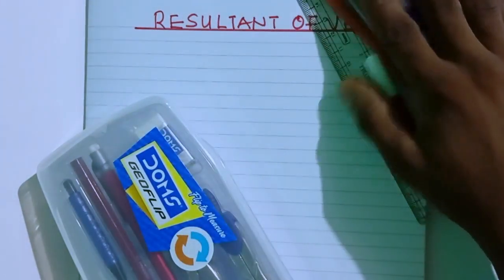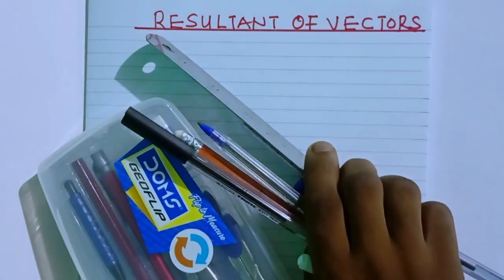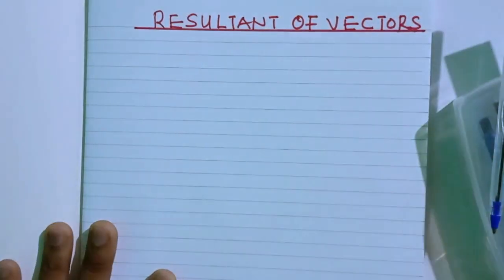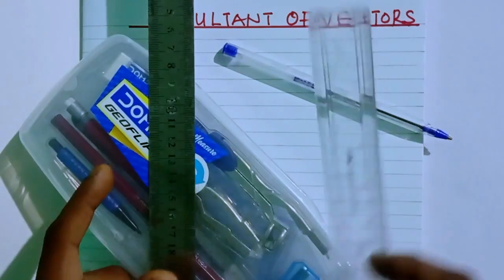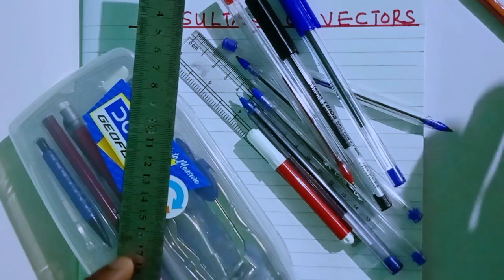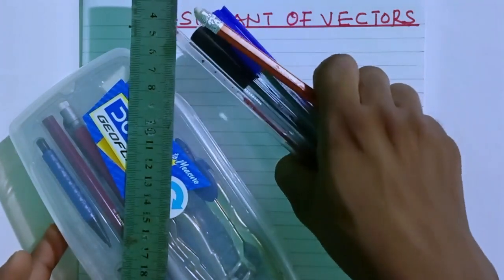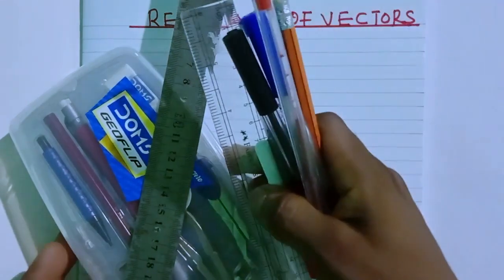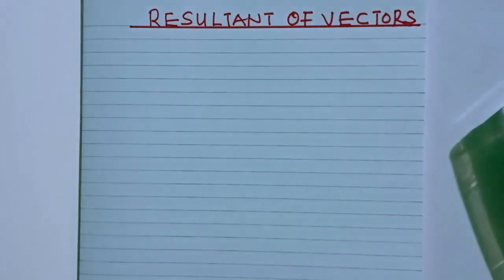Today, I want us to look at resultant vectors. We are looking at resultant vectors. You need your book, your math set, your long rule, your pens, your pencils, your erasers, and everything so that you'll be able to follow along with this lesson. As I said, we are looking at resultant vectors.